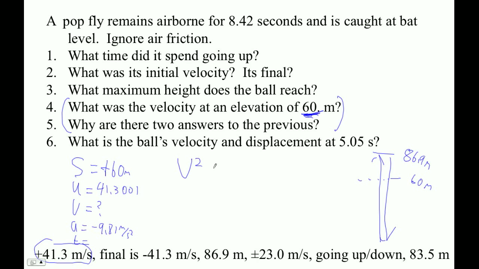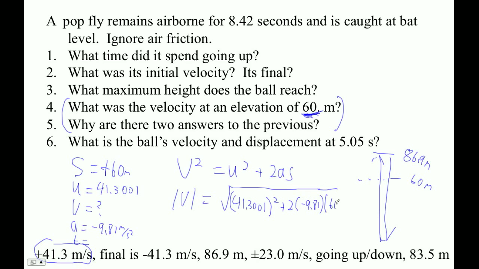And then we can do v squared = u squared + 2as. So the absolute value of our final velocity is the square root of 41.3001 squared plus 2 times negative 9.81 times 60, and that's positive 60. Then I've got to square root that. I get 22.989.